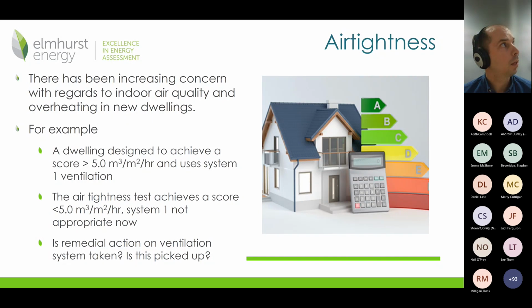However, what happens if the air tightness unexpectedly achieves a score of less than 5 and that system's no longer appropriate? How is that dealt with? What immediate action is taken? And is that then passed down to all the other house designs on the site? We don't know, but there have been some stories of it not happening, which then results in poor air quality and mould and condensation and things. So air tightness, energy ratings and ventilation are all inherently linked, and that's why they're all updated at the same time within building standards.